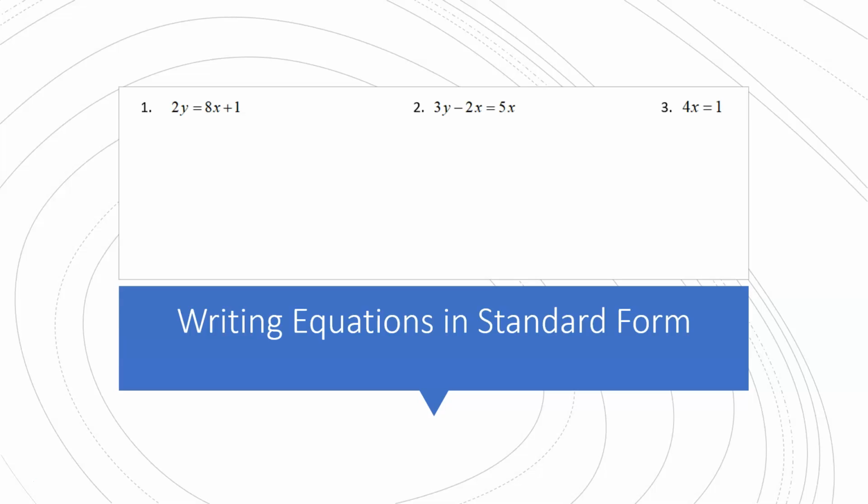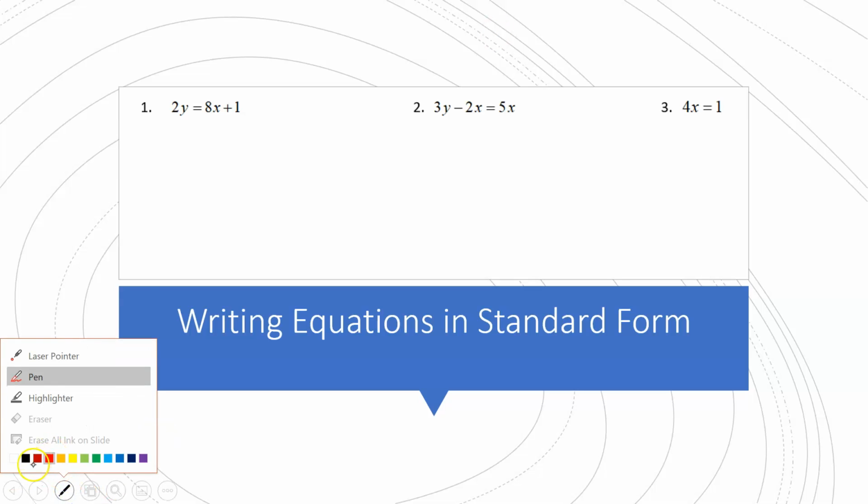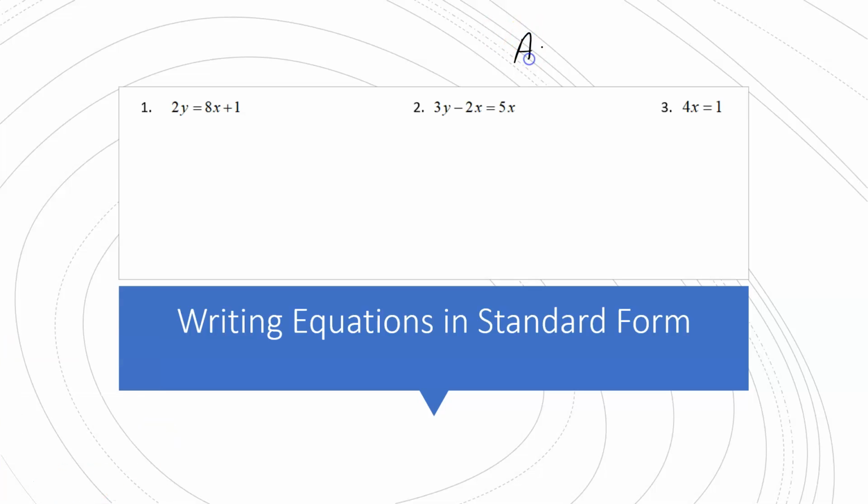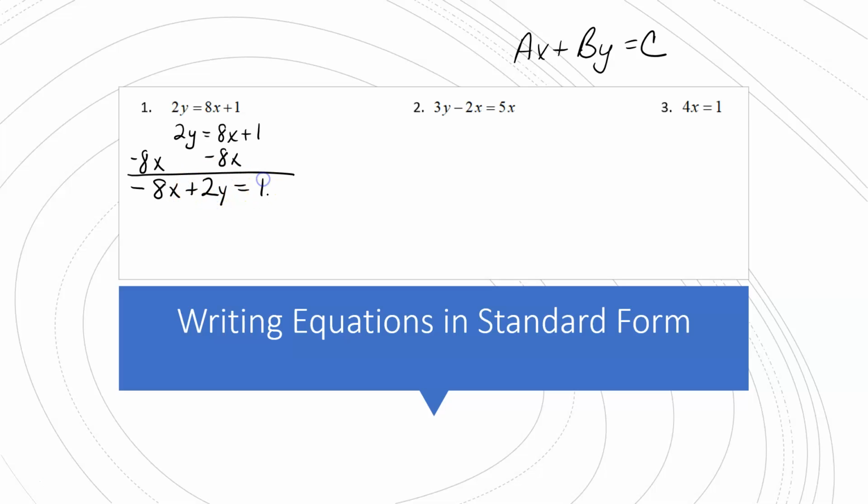So let's do these together. We're moving them to this format. All we have to do is move these around so they look like this. Okay. So with this one, I'm going to subtract 8x from both sides. So we get negative 8x plus 2y equals 1.